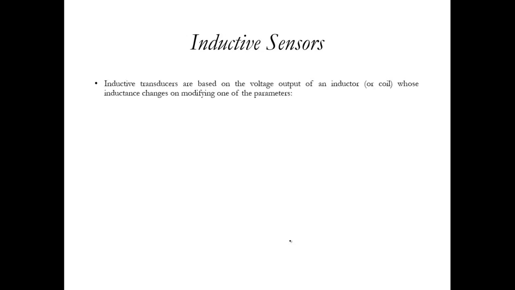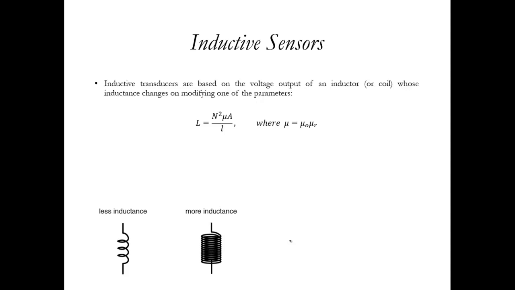Now coming to inductive sensors, so inductive sensors actually work on the principle of changing the inductance of the coil. Now if you see from this equation, we know that the inductance of a coil is proportional to n square mu A by l, where for a coil, n is the number of turns in a coil and mu is the permeability of the core that is put inside the coil, or you can say in the concentric area of the coil. A is the area of cross section of the coil, so it could be a smaller area of cross section or a bigger area of cross section.